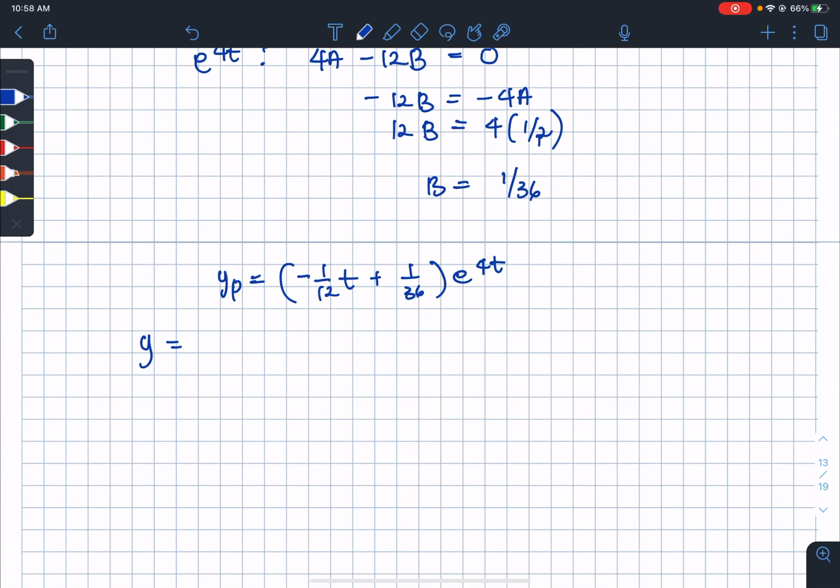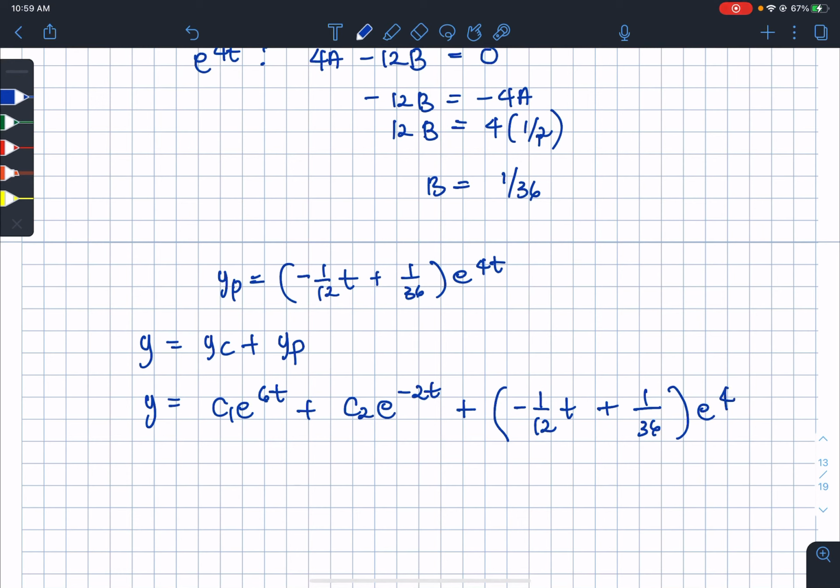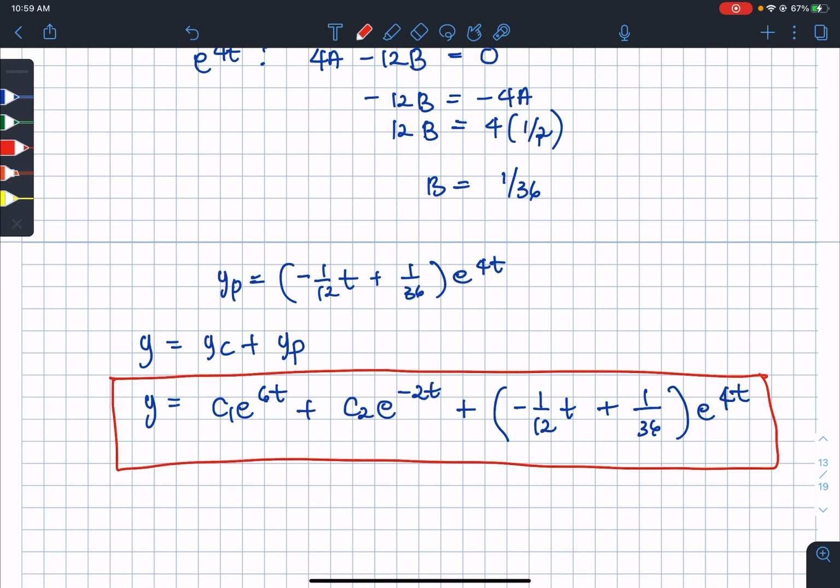So y is yc plus yp. So y then is c1 e raised to 6t plus c2 e raised to negative 2t, and then plus negative 1 over 12 t plus 1 over 36 e raised to 4t. So that will be our general solution.